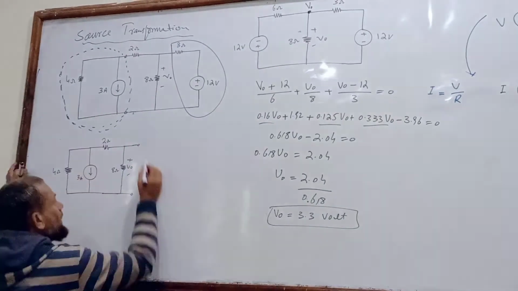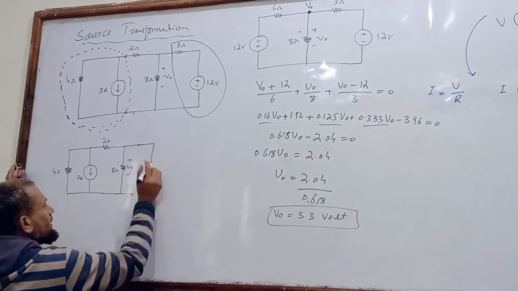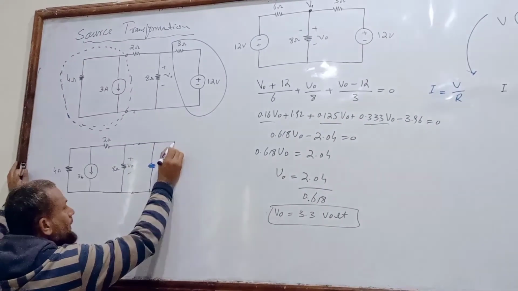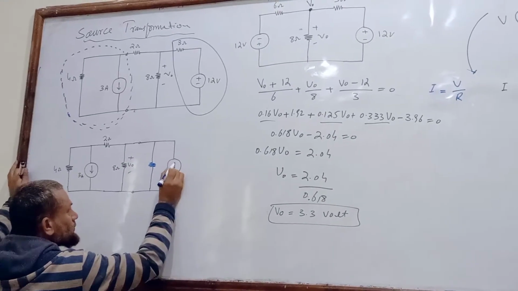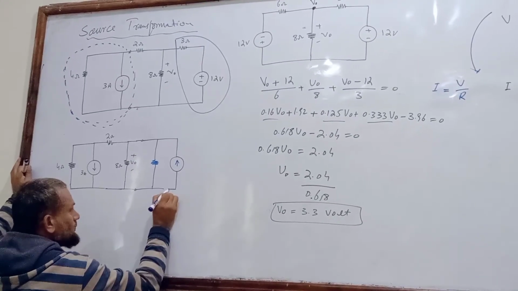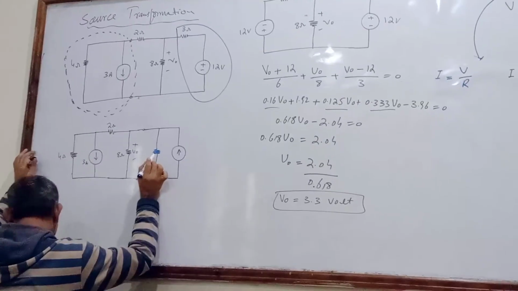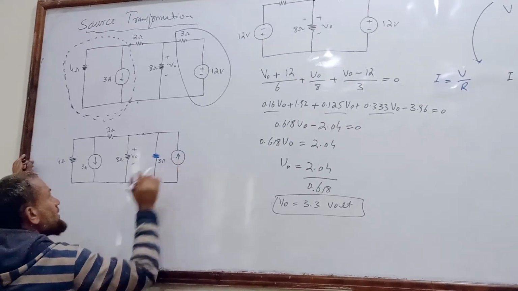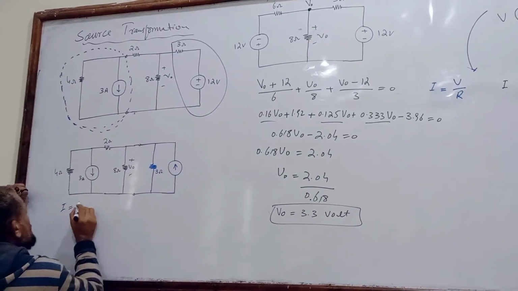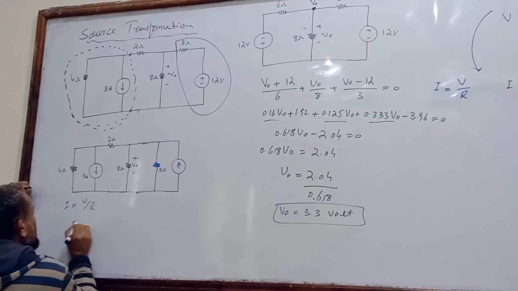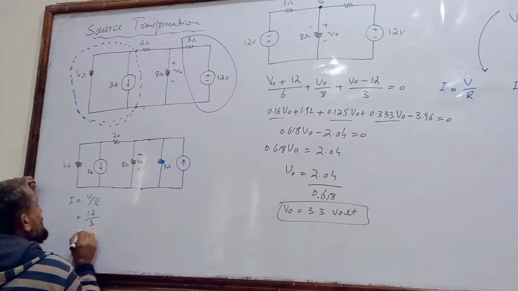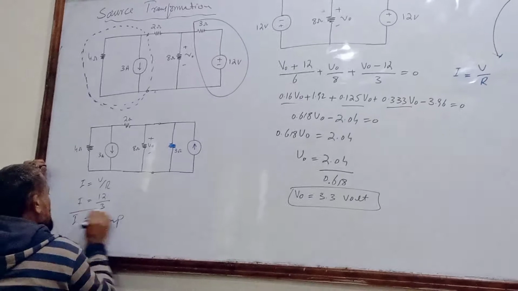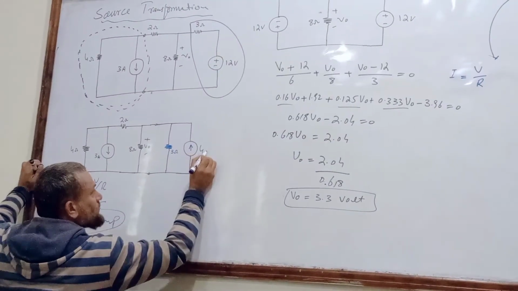For this, the resistance will be connected in series, and then current source, 4 ampere. How much current? The resistance of this is 3 ohm. That is I is equal to V by R, and V is 12, R is 3, that is 4 ampere. Understand? So here is 4 ampere.